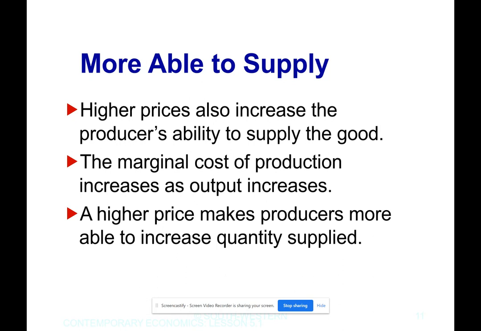When the prices are higher, it increases the producer's ability to actually supply the goods. So the higher the price, the bigger the profit they're gaining, and the more capital that they have to increase production, right? To increase the supply. This is all coming from the producer's point of view, whereas before this, we were looking at the consumer's point of view. When we look at the marginal cost of production, we look at the extra costs. So the marginal cost of production increases as output increases. A higher price makes producers more able to increase the quantities supplied.